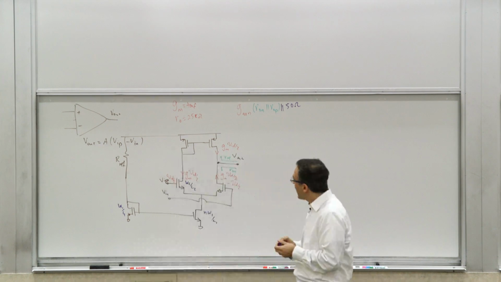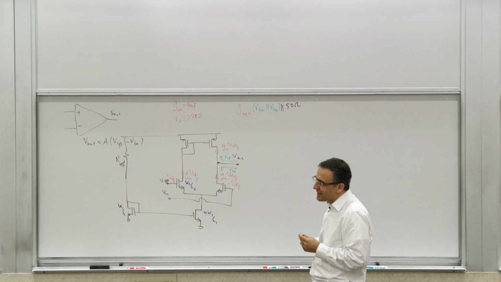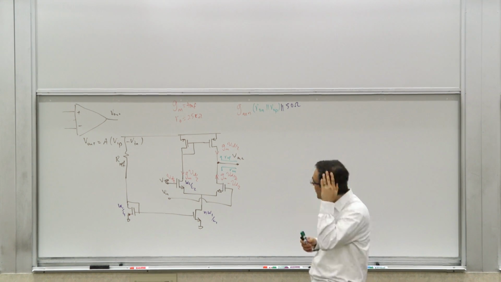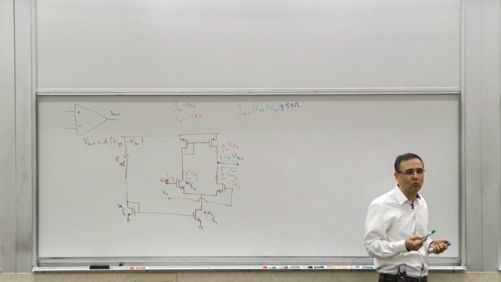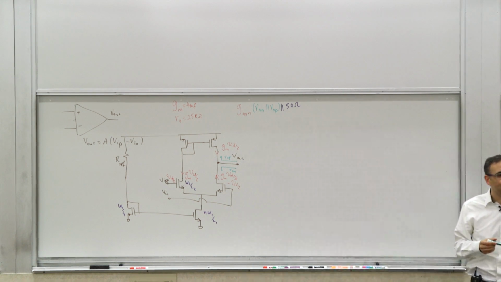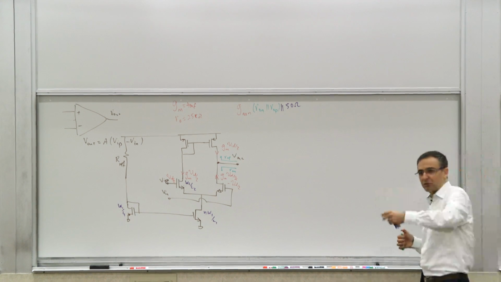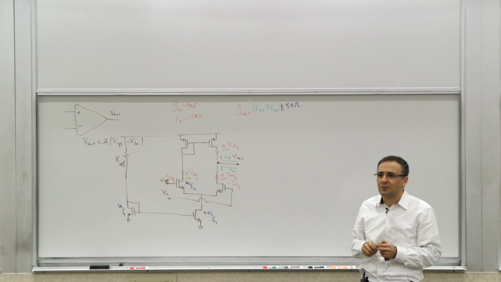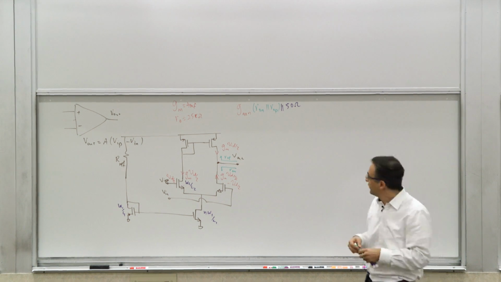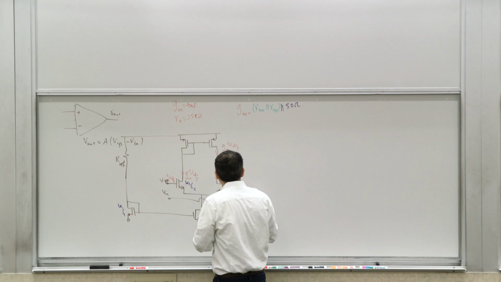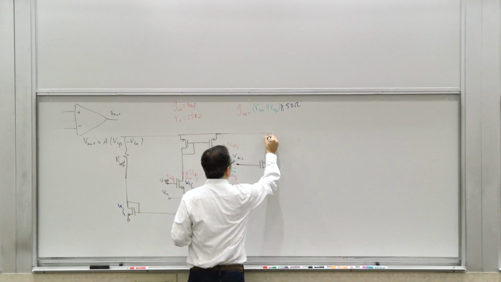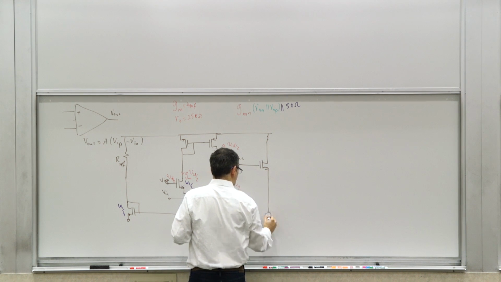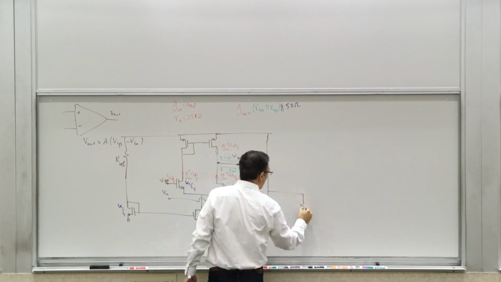Okay, so let's say this was not enough. Let's say you wanted to make sure that you have the capability to drive a load. What would you do? Let's say I have a 50 ohm load that I need to drive. Yes. Yeah, you can put, for example, a source follower, right? You can take this here and use a source follower here and drive the load.